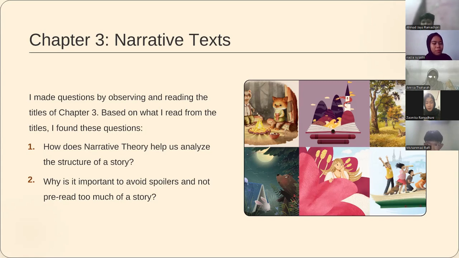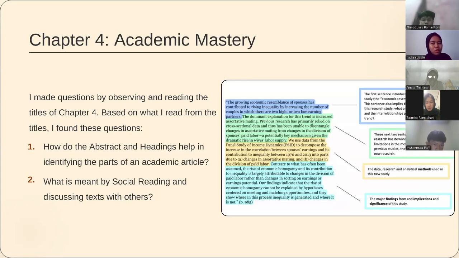Next, Chapter 4, Academic Mastery. I made questions by observing and reading the titles of Chapter 4. Based on what I read from the titles, I found ten questions. Number 1. How do the abstract and headings help identify the parts of an academic article? Number 2. What is meant by social reading and discussing text with others?